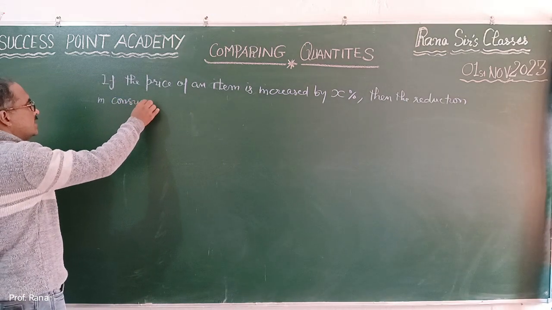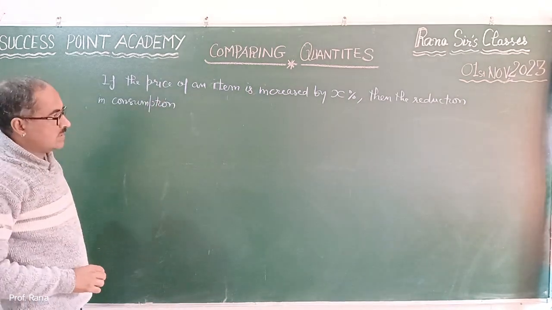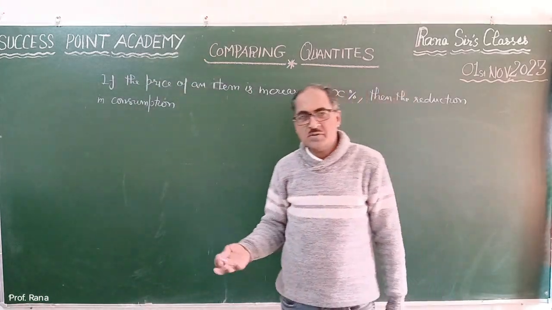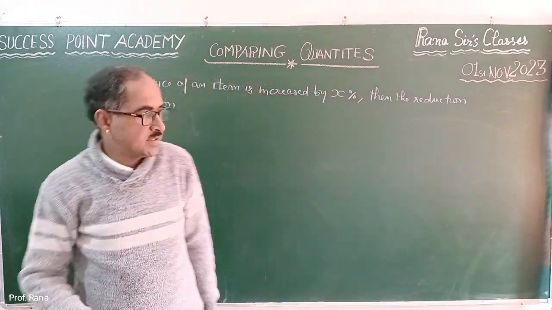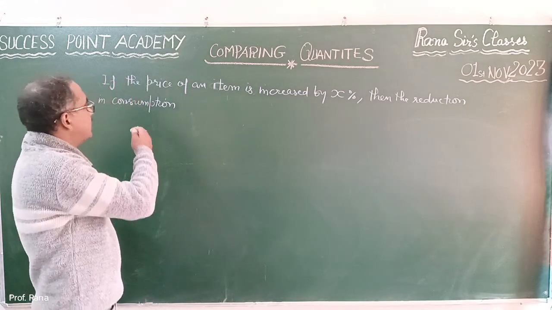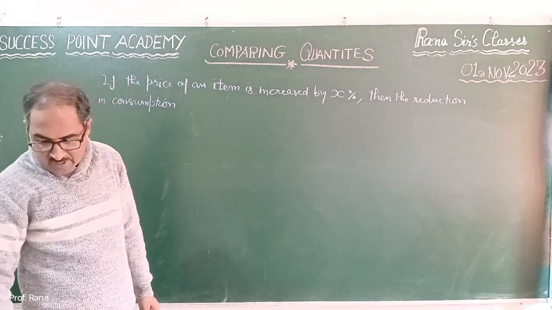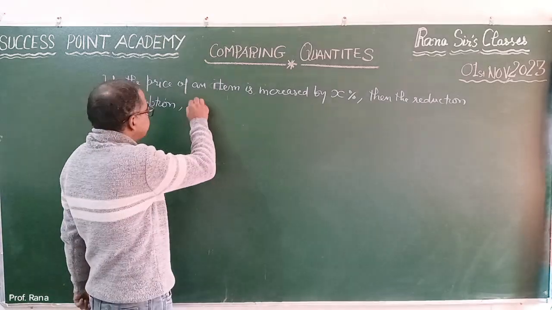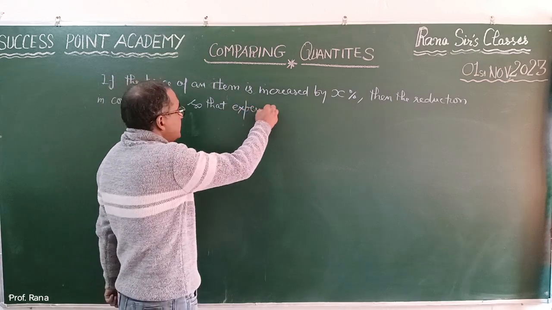because especially for a salaried person, that is limited and fixed. So if prices of some items are increased, then the option to maintain our financial balance is reduction in consumption. So according to that, we have formulated a question. If the price of an item is increased by X percent, then the reduction in consumption, right? So that expenditure is not increased.